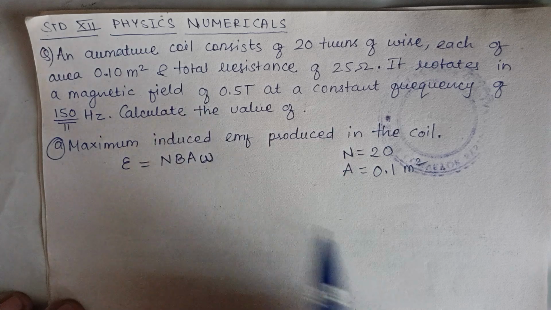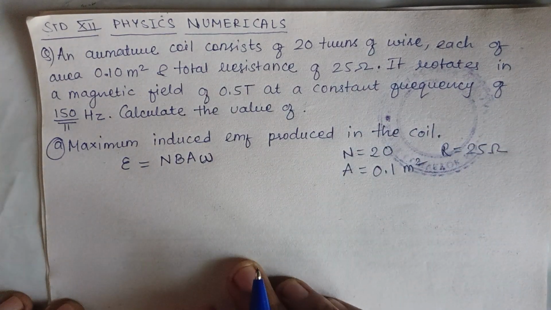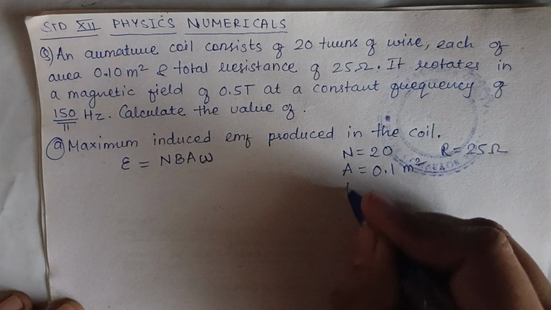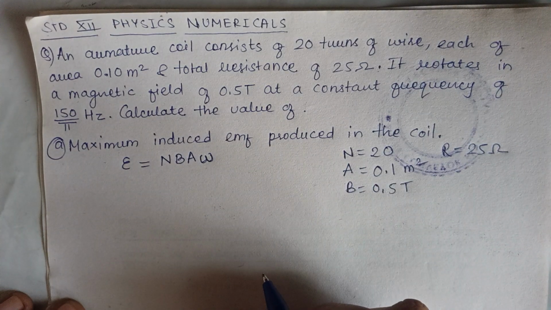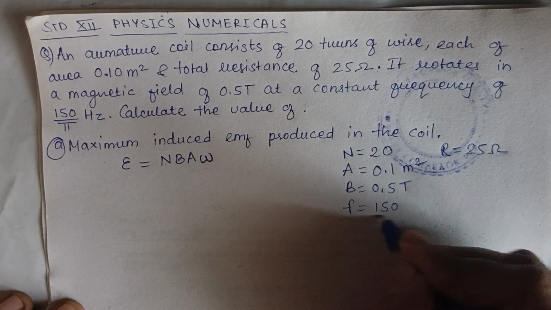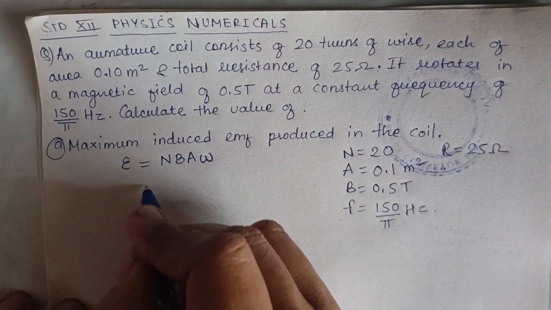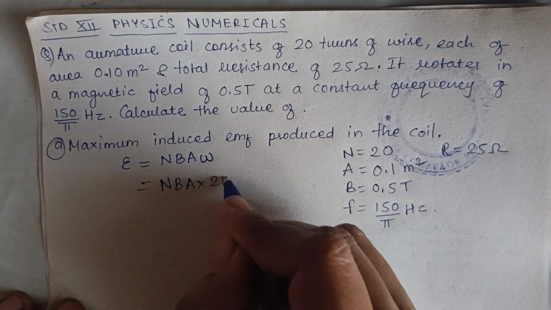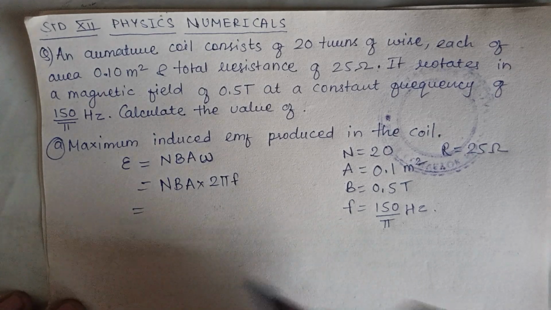Total resistance is given, R, 25 ohm. Then it rotates in a magnetic field 0.5 Tesla. So B, magnetic field, is given. At a constant frequency, so F is given, 150 upon pi Hertz. So how do we write angular frequency? 2 pi F.